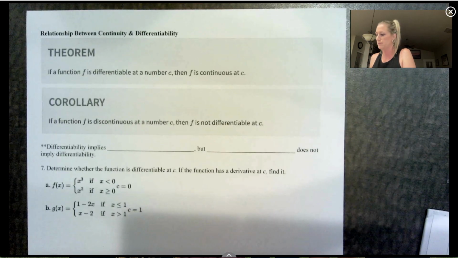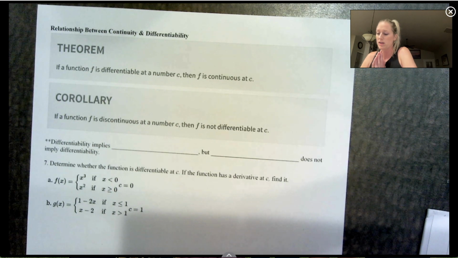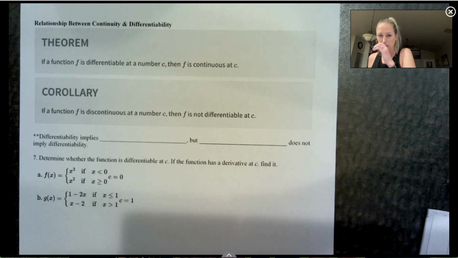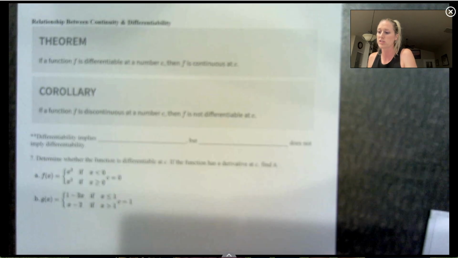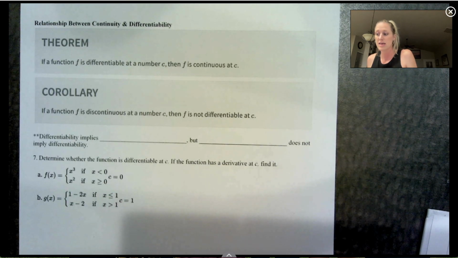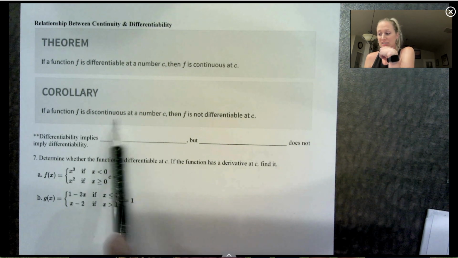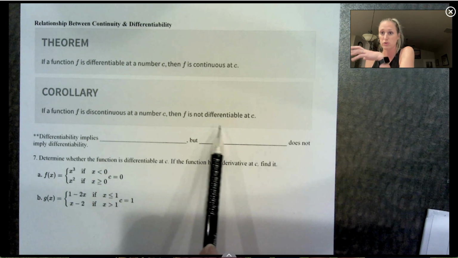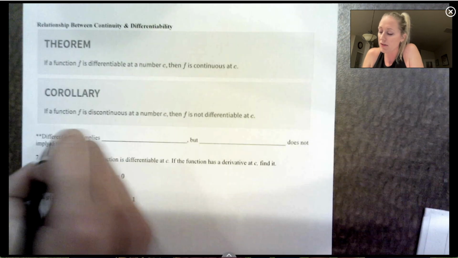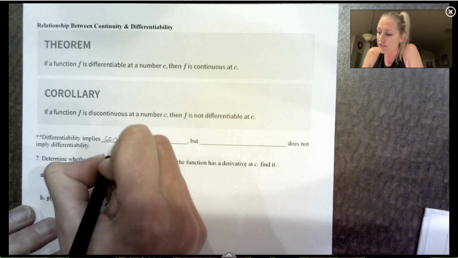All right. Okay, last part, you guys. We, again, are now going to try and connect continuity and differentiability. So if a function is differentiable at a number c, then f is continuous at c. So if we can find the derivative and it exists, that also indicates that the function is continuous at that number. So if a function's not continuous, then it's not differentiable, okay? So basically, if we can differentiate, that implies continuity.